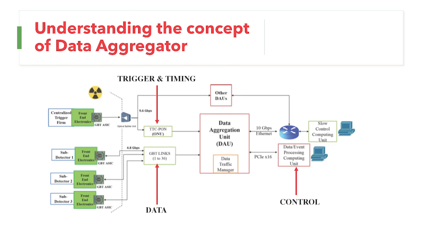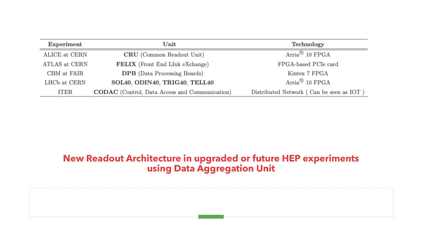I'm just reading the line here. The new readout architecture in upgraded or future high energy physics experiments uses a data aggregation unit, but they are called by different names. In the ALICE experiment at CERN, this is called the Common Readout Unit, which uses the Arria 10 FPGA, an Intel FPGA. Then for the ATLAS experiment at CERN, it is termed FELIX, which is an FPGA PCI card. It is still not fixed what type of card they are going to use. At CBM, it is called the DPB, Data Processing Board, which uses a Kintex 7 FPGA.